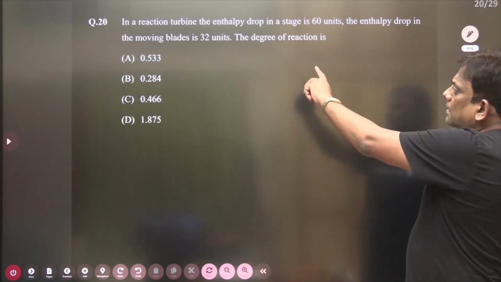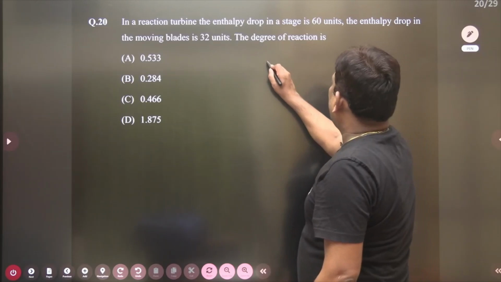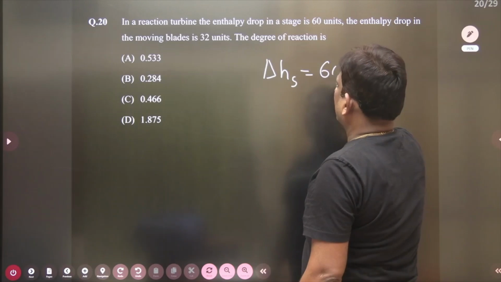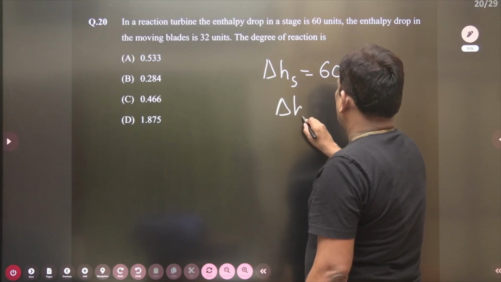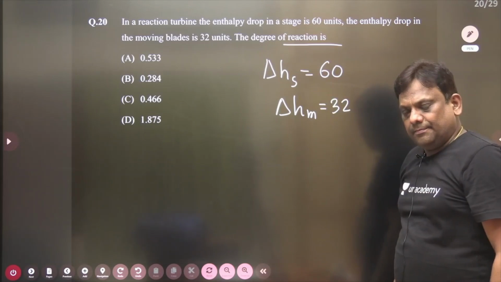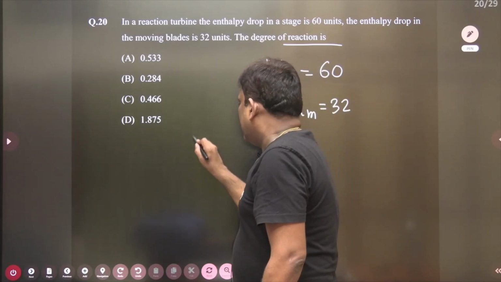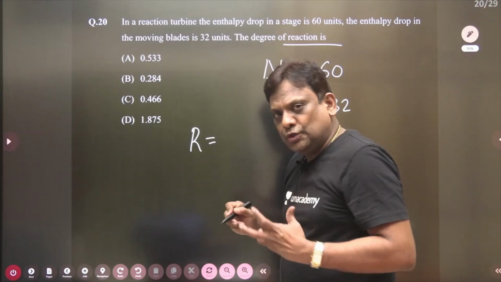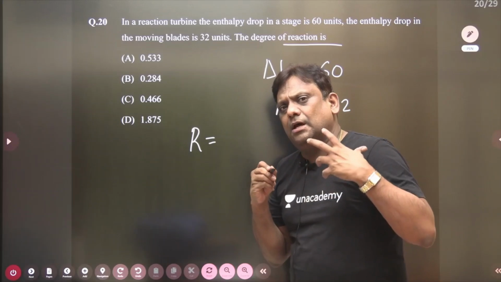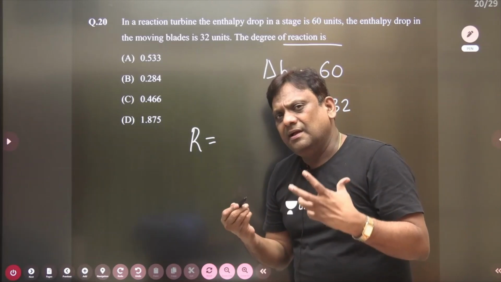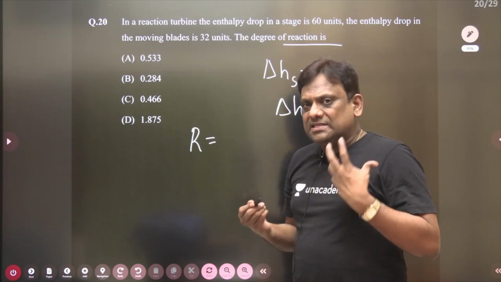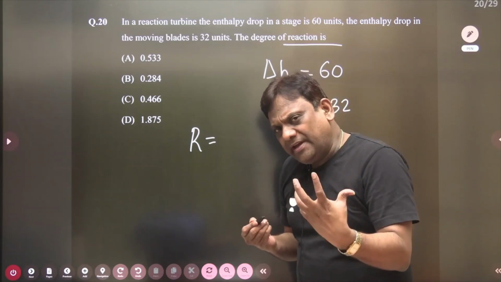Now in reaction turbines, the enthalpy drop in a stage is 60 and the enthalpy drop in moving blades is 32, and he is asking for the degree of reaction. The degree of reaction shows how much enthalpy change is taking place in a rotor or moving blades with respect to the total enthalpy change in a stage. A stage comprises moving as well as fixed blades.